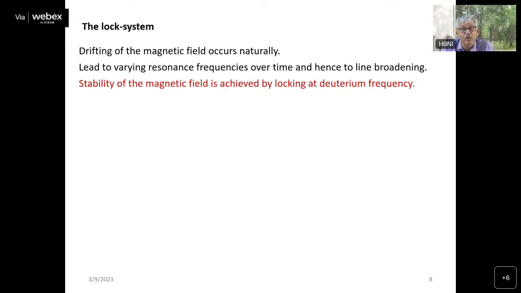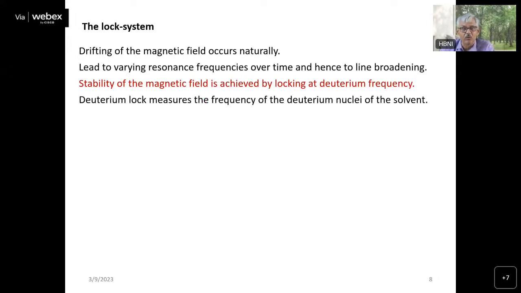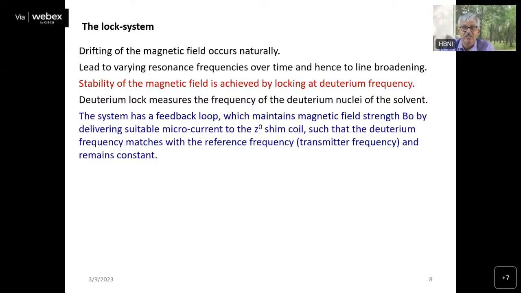So what you have to do is keep the magnetic field stable, and that is achieved by locking at the deuterium frequency. Now we'll tell about how. The deuterium lock measures the frequency of the deuterium nuclei of the solvent. Whatever solvent you have added, it always monitors the frequency of the deuterium nuclei. This system has a feedback loop. A particular solvent's deuterium has a particular frequency, so your transmitter frequency is set to that frequency.